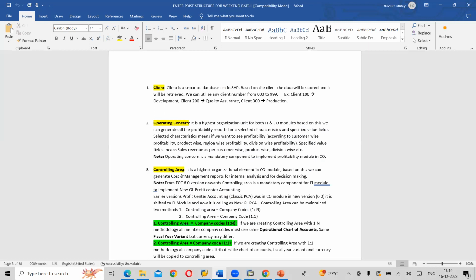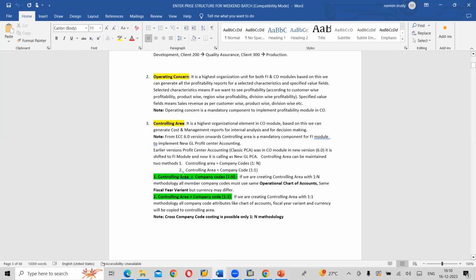When the profit center accounting was in the CO module, we used to get in FI only GL debit equals GL credit reports, only single dimensional. But now that it has moved from CO to FI, you will understand when we start our GL module. Is this clear? Any questions here?